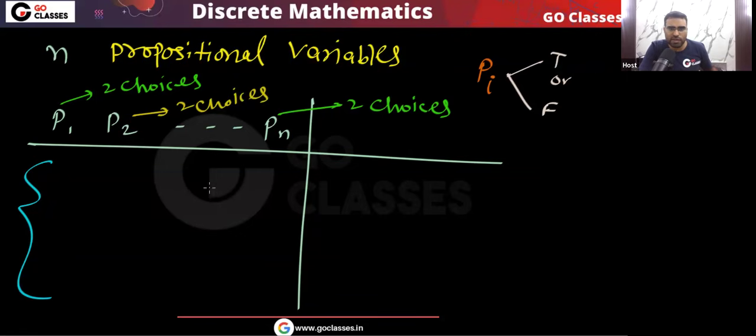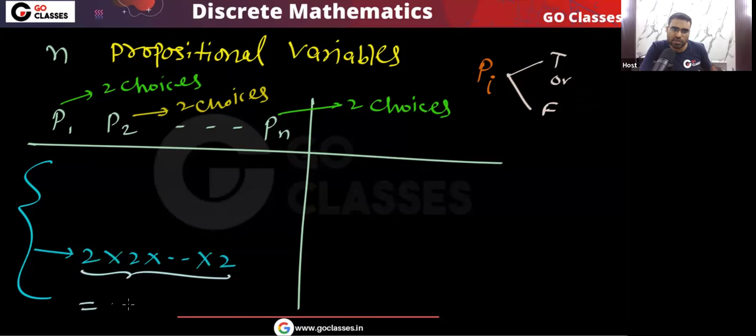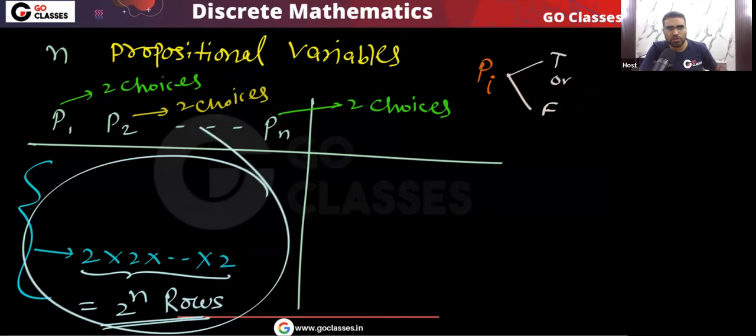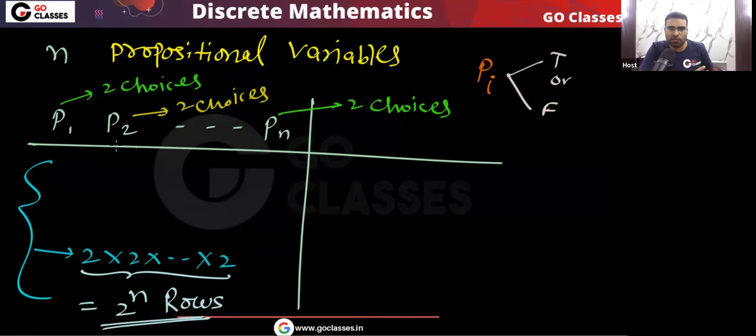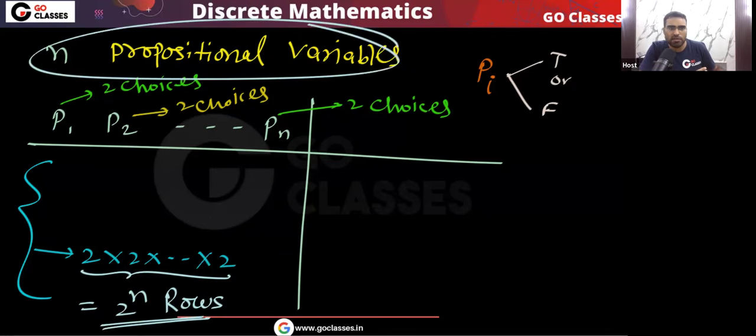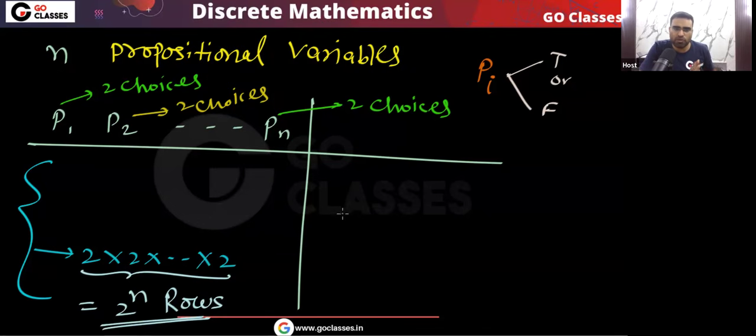Similarly, this variable also has two choices. Because every variable has two choices, the number of rows will be 2 multiplied by 2 multiplied by, and so on, multiplied by 2. Every variable has two choices, so n times, yes or no, so 2 power n rows, these many truth value combinations are possible. If you have three variables, then 2 power 3 equal to 8. 8 rows will be there.